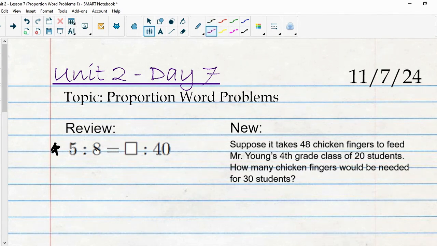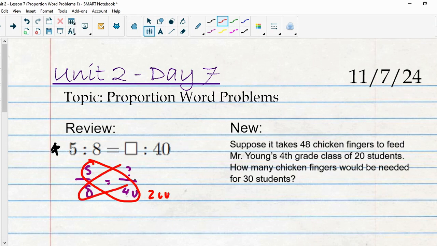Okay, so here we actually have two ratios. This is 5 to 8. And the other question is, if 5 is to 8, then what is to 40? Right? 5 to 8 is the same thing as what over 40. So treat it like we do now. Okay, we do 5 times 40, right? Just a review. That's 200.